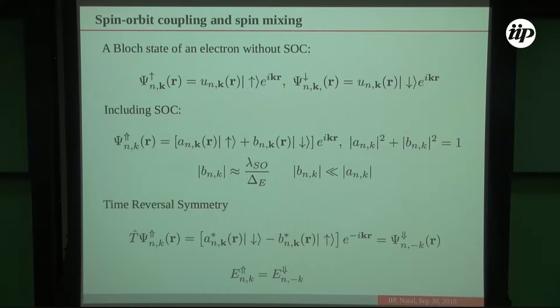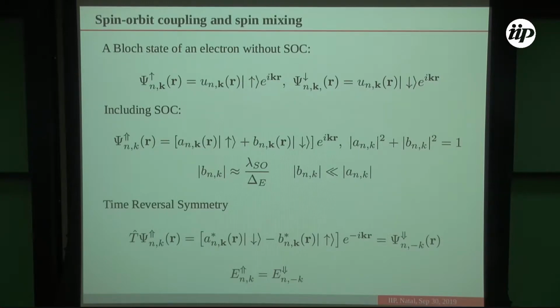If we take the Bloch state of an electron in a band n at the k point, it is composed of the lattice periodic function, the spin function, and the plane wave. Without spin orbit coupling, this spin part is an eigenstate of the spin z operator. Once we include spin orbit coupling, we get an admixture of the opposite spin. The amplitude of this admixture is given by the ratio of the atomic spin orbit coupling matrix element divided by the energy distance to the band that contributes to it.